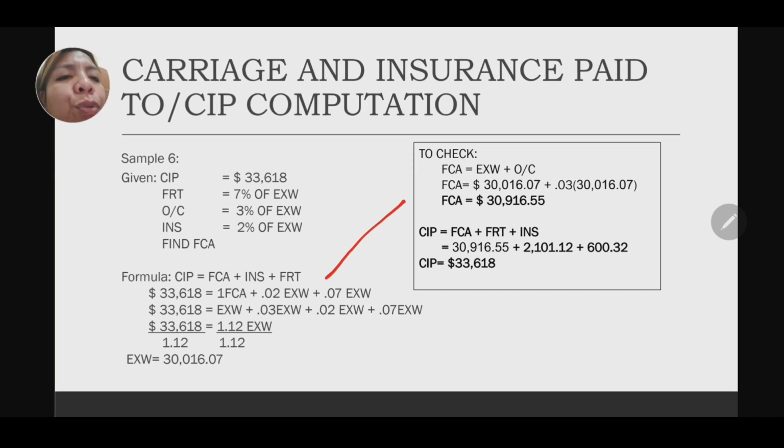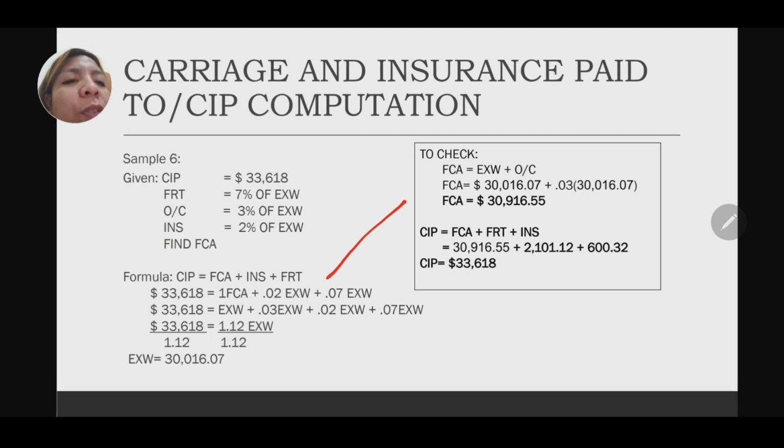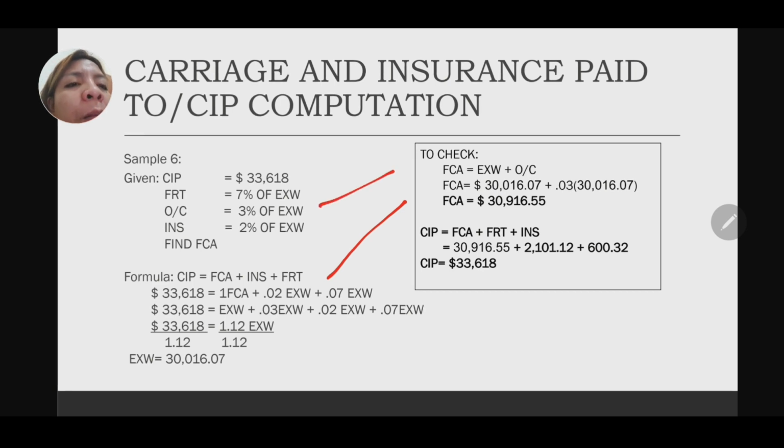So you'll notice that there are two dissimilar terms here, so we need to use similar terms. We need to use the other formula for the FCA, which has the similar terms as those two, the formula with the Ex Works. So that will be Ex Works plus other charges plus insurance plus freight. So your CIP 33,618 is equal to Ex Works plus other charges, which is 0.03, plus 0.02, which is your insurance, and then your freight is 0.07.